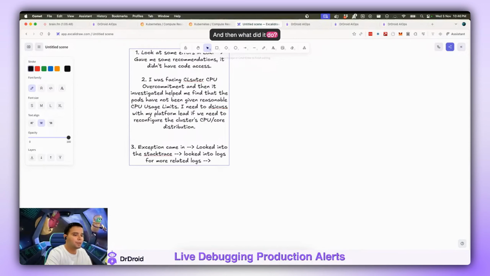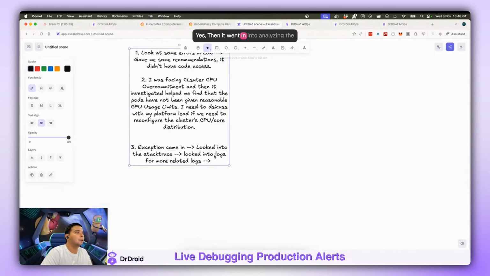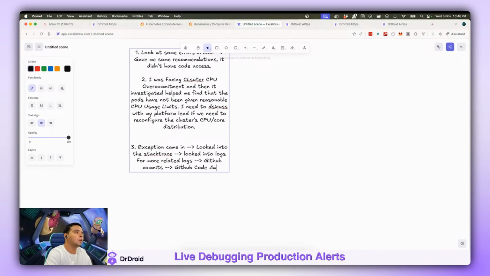and then what did it do? Then it went in into, let's look at it again. Yes, then it went in into analyzing the GitHub commits. The GitHub commits actually helped it to understand, okay, what is the recent merges that have happened, what are the recent commits that have happened, and then it went into analyzing the code. So effectively, it looked into logs, it looked into traces, the stack trace, and the GitHub, first the commit and then the actual code. So commit was a representative of the deployments and then the code analysis.